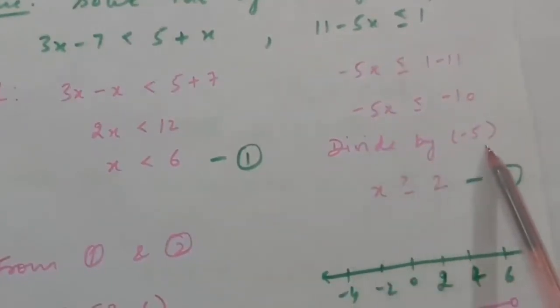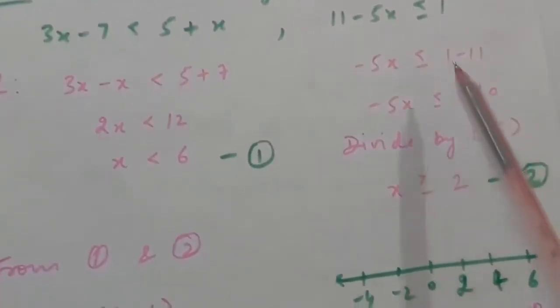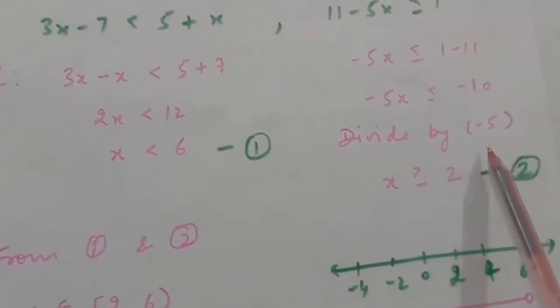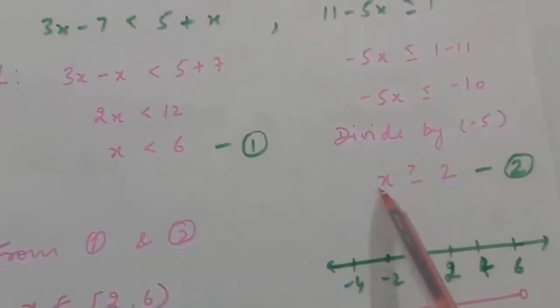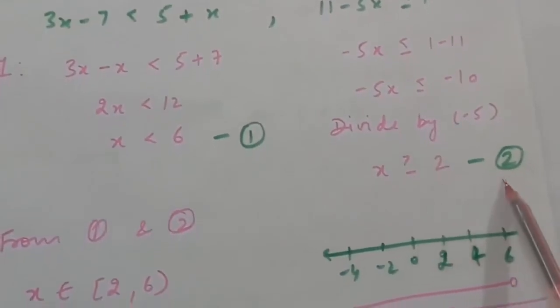Divide both the sides by -5. Now we are dividing both the sides by -5. Therefore, the sign of the inequality will change because we are dividing it by a negative number. So x ≥ 2. Let this be 2.